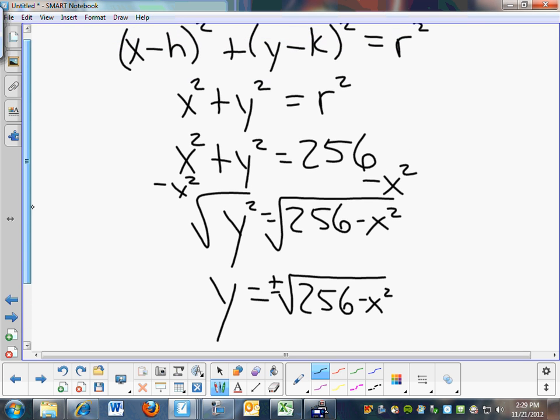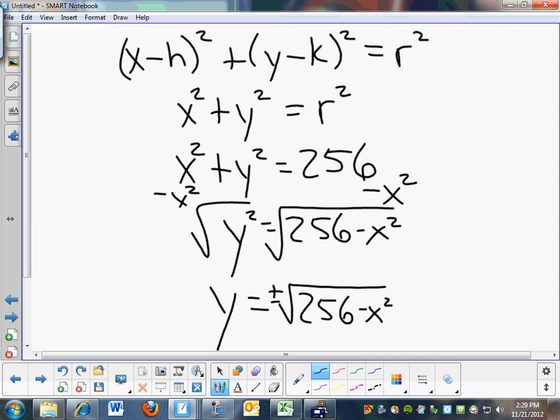Now, if you remember, we're graphing a semicircle, and our y value gives us two pieces. Why? Well, because is a circle a function? No. So you have two solutions here, and that's because the circle is not a function. Are we talking about the positive part or the negative part of the semicircle? Positive part. So y is equal to positive square root of 256 minus x squared. That is my function value.